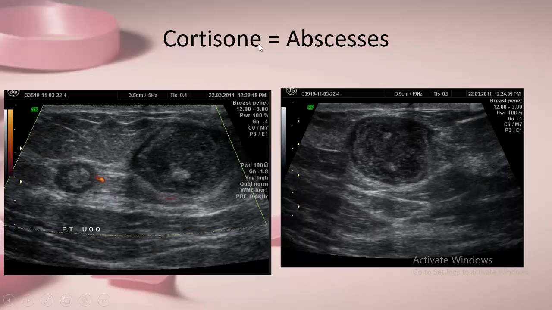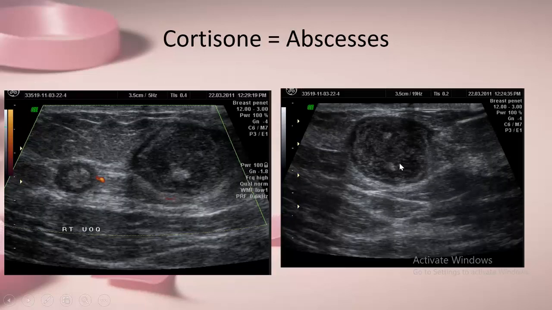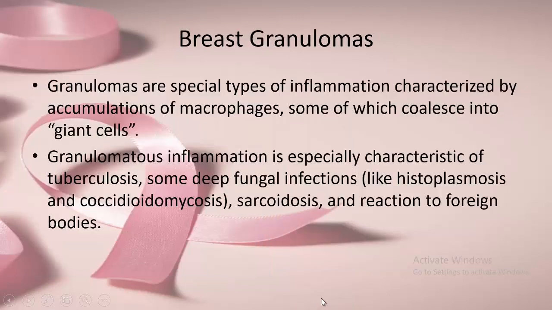These patients usually are taking cortisone, and under the cortisone you can find many abscesses in the breast. This is an abscess in the breast. This is the appearance of the abscess. It has a thick wall and posterior enhancement. There's another one here. So these are breast abscesses on top of taking cortisone.